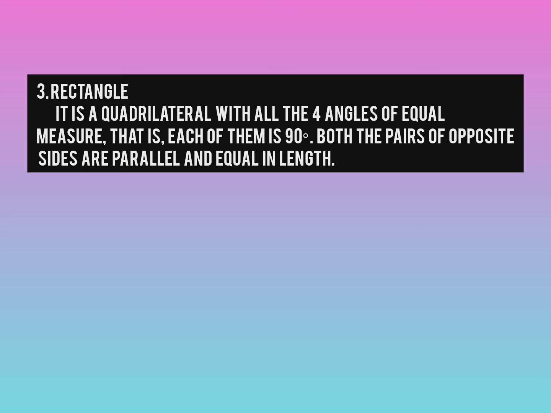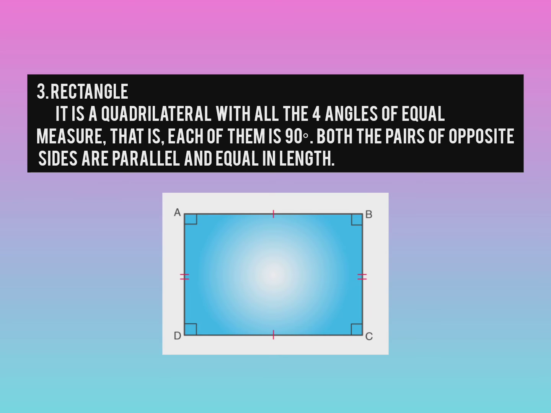Number 3, rectangle. It is a quadrilateral with all the 4 angles of equal measure. That is, each of them is 90 degrees. Both the pairs of opposite sides are parallel and equal in length. This is the picture of a rectangle.